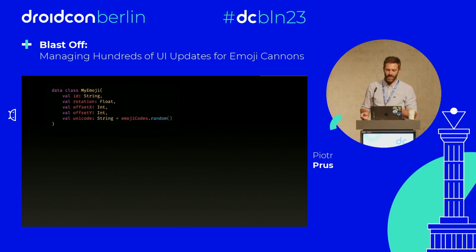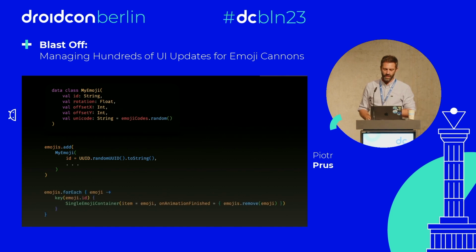So in my data class, I'm adding this ID string to know exactly what emoji is on the screen. Every emoji now will have a unique UID. So every time the user clicks on fire, I'm adding this emoji with a unique UID using just a random UID. And I'm wrapping my single emoji container with the key utility function with my unique ID from my data class.